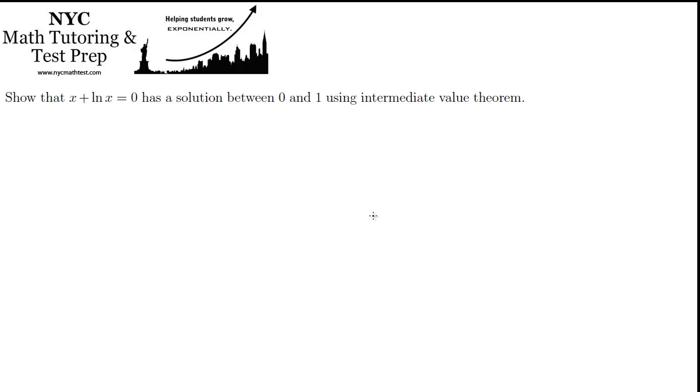Show that x plus natural log of x equals 0 has a solution between 0 and 1 using the intermediate value theorem. So for this problem, what we want to do is first remember what the intermediate value theorem is and what it tells us.